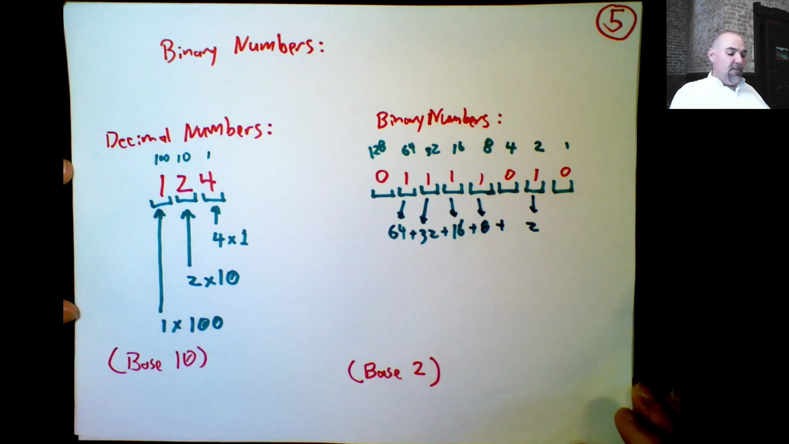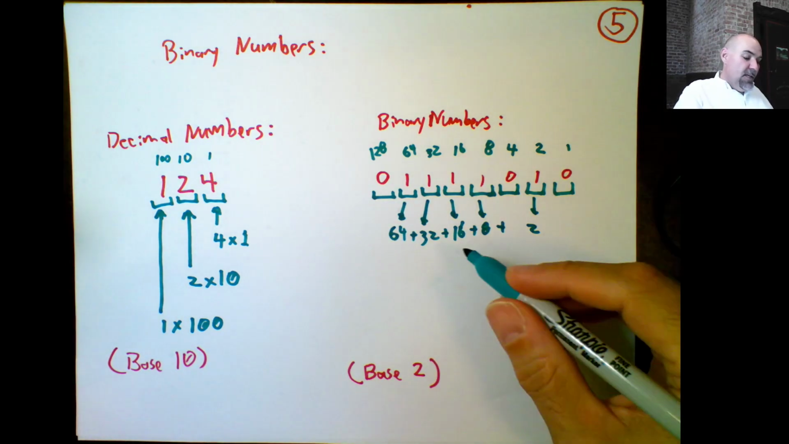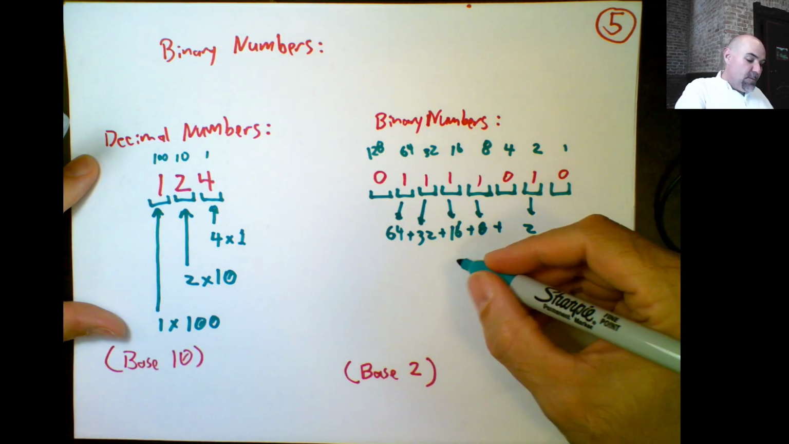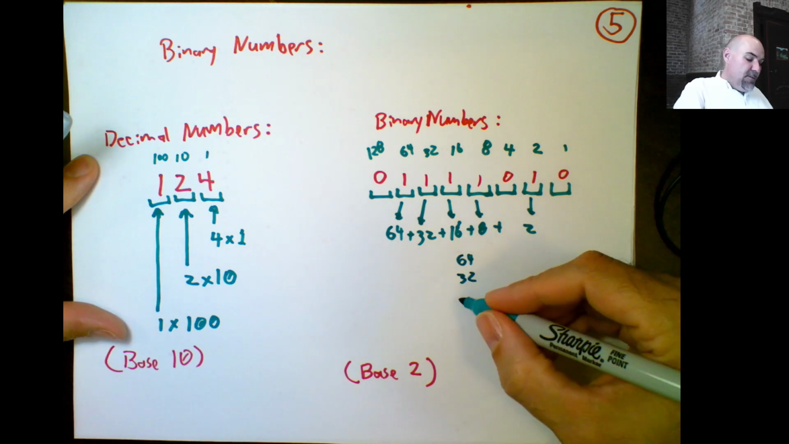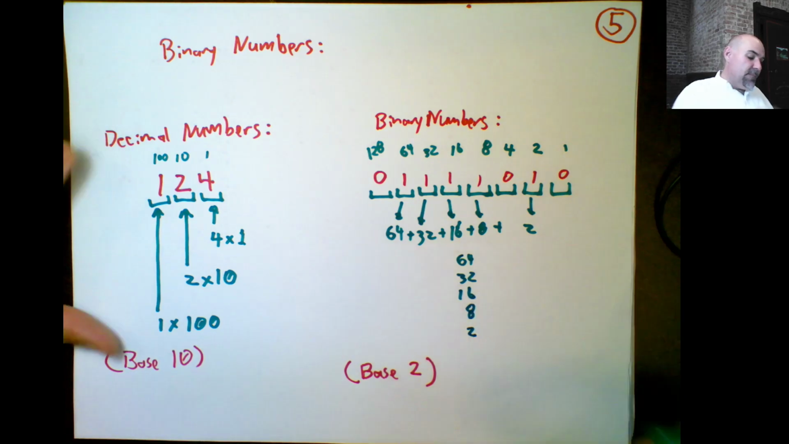So let's go ahead and add all of those up. To add all of those up would give us what number that's representing in decimal. So 64 plus 32. Let's just stack these up and add them like we would in grade school. 64, 32, 16, 8, and 2.